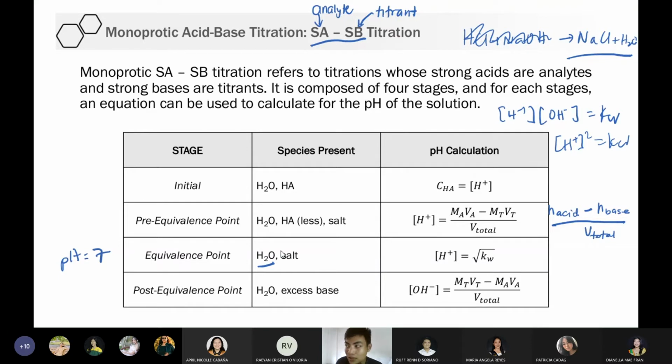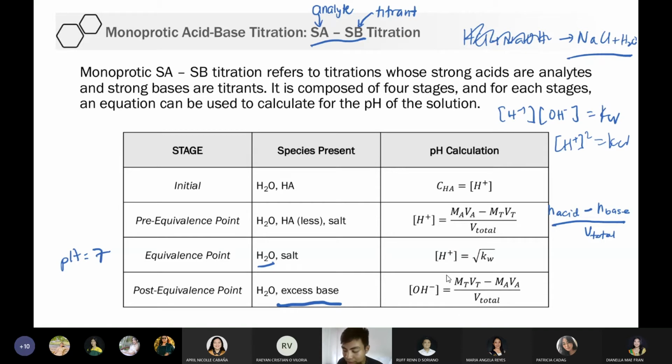So, ano yung magko-contribute sa pH ng solution? Okay, so ito yung mga species present in our Erlenmeyer flask. You have the water, you have the salt, and you have the excess base. Okay? So, sino sa tatlo yung magko-contribute sa pH? Of course, yung excess base. Okay? Ito na yung reason kung bakit may pH reading na tayo kapag sumobra na ng titrant, yung excess base. So, paano mo makuha yung pH? Alamin mo kung gaano karaming OH ang sobra. Gaano ka-excess yung base. And to measure how much base ang sumobra, we use this formula.